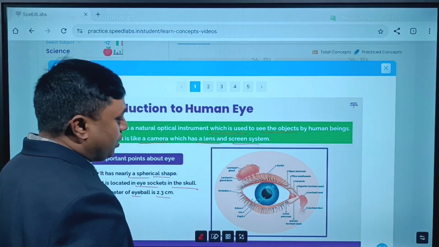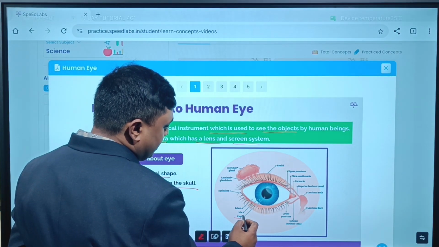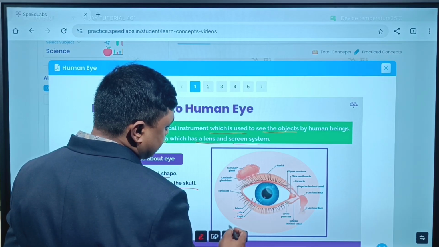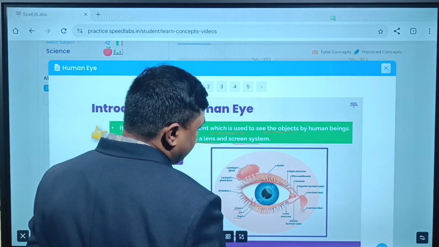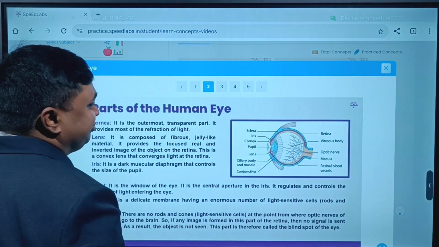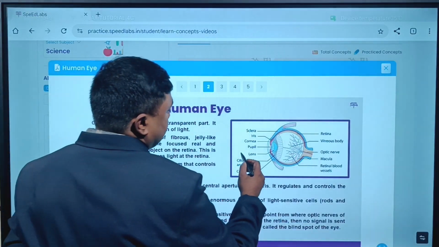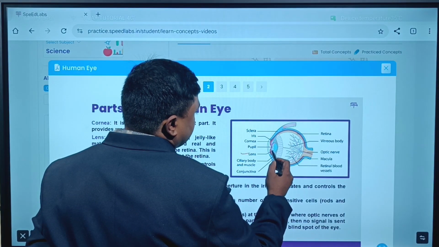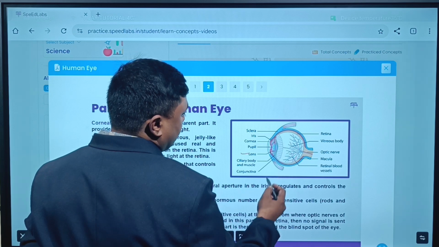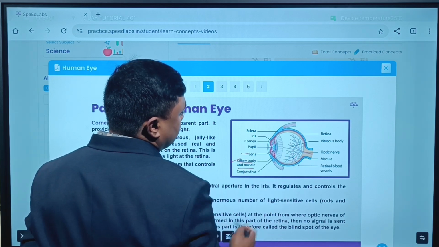So here are a few parts of the human eye. You can see this is the pupil, iris, and the sclera. This is the sclera. Similarly, if you see these diagrams, this is the eye lens. The eye lens is held in the eye with the help of muscles called ciliary muscles, or ciliary body.